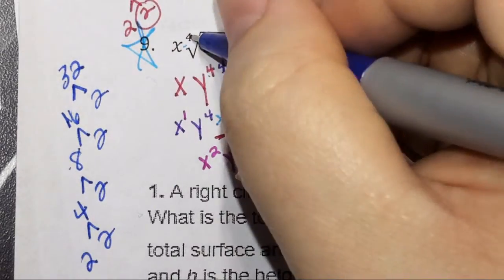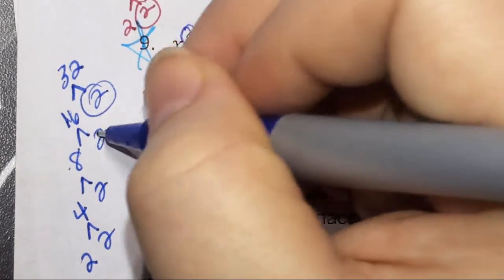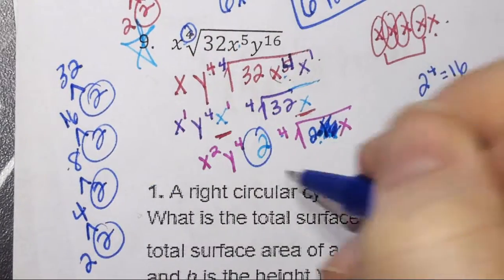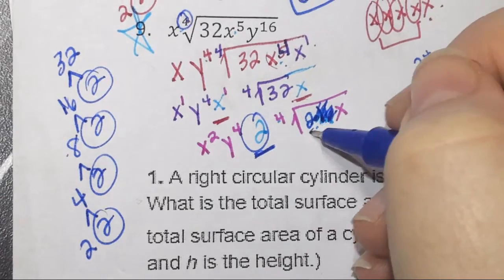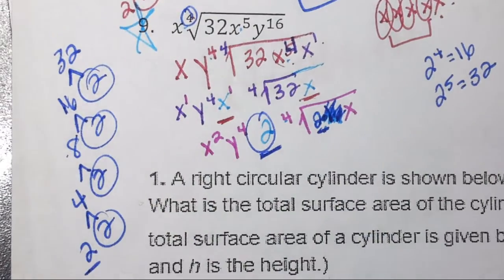Corbin knows 32 is 16 times 2. He knows 16 is 8 times 2. He knows 8 is 4 times 2. He knows 4 is 2 times 2. His index is a 4, so he needs 4 of them together. That's why a 2 gets to come out, because he did have a match of 4. A 2 is left home, because this 1, 2 didn't have a friend.